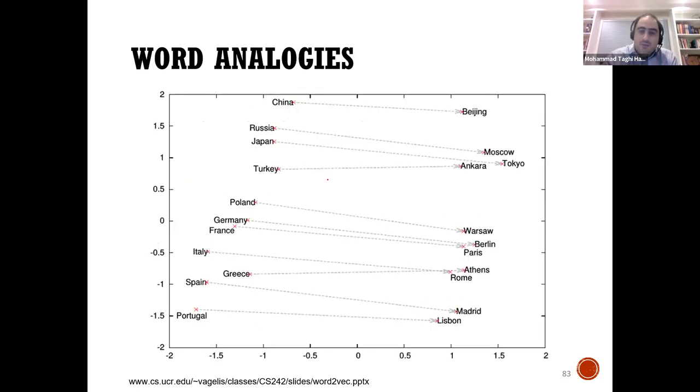There are similar things. For example, you can see these vectors, some examples from this: China and Beijing, Russia and Moscow. If you take the vector of China minus Beijing, Russia minus Moscow, Japan minus Tokyo, all of them are almost parallel vectors of almost the same size. It is amazing again. It understands the concept of being a capital.